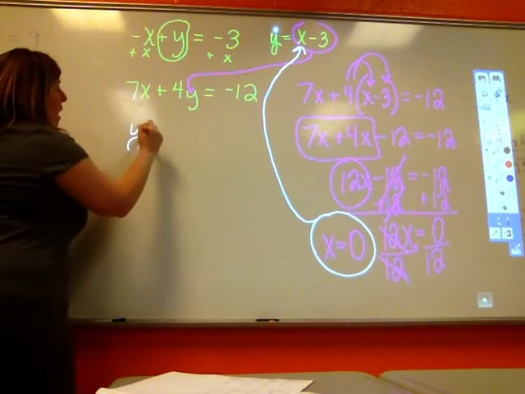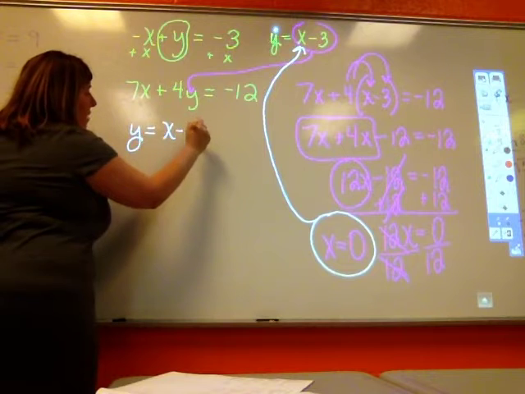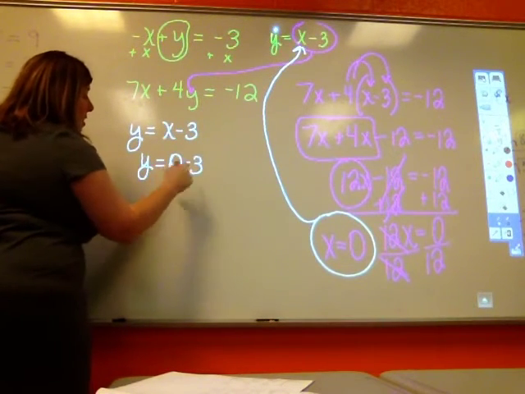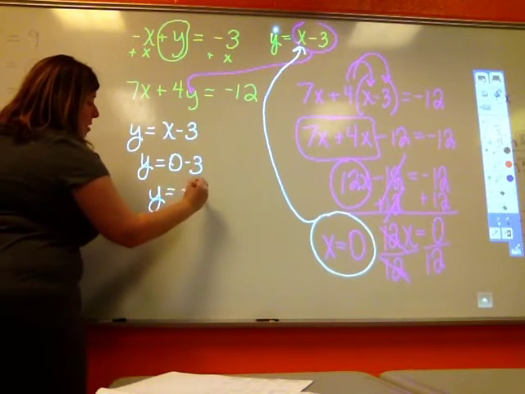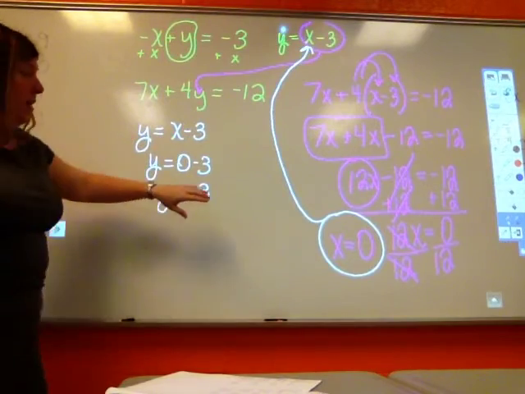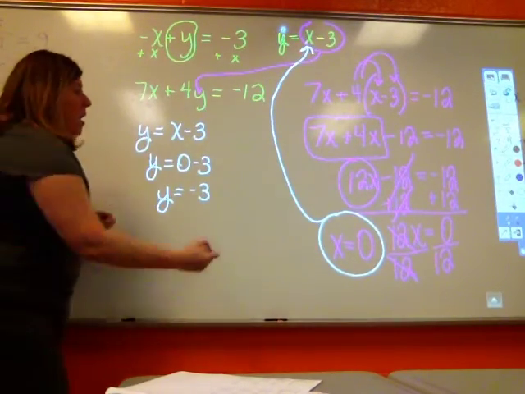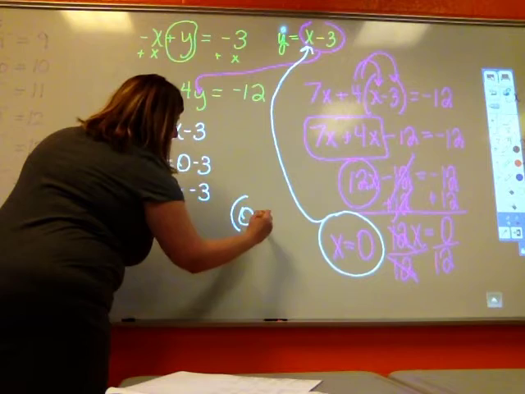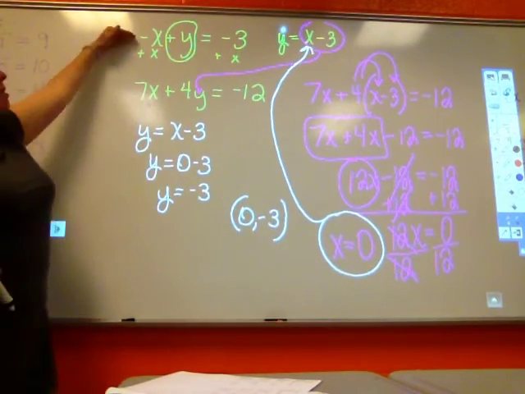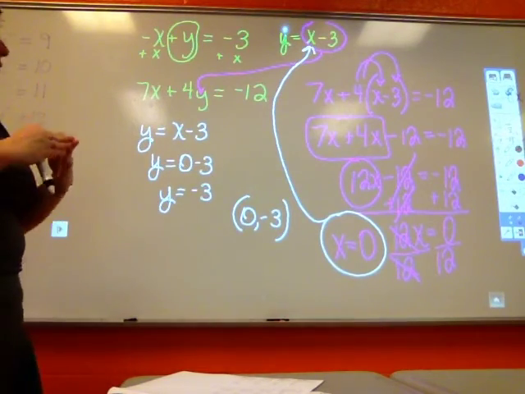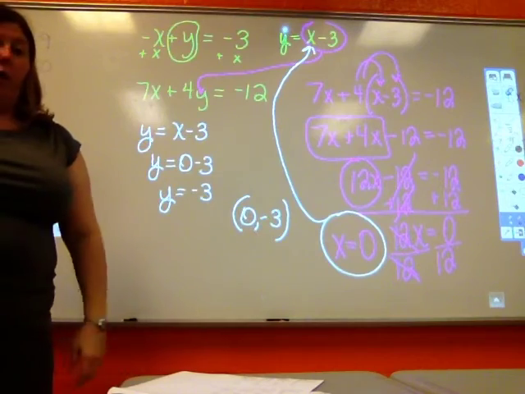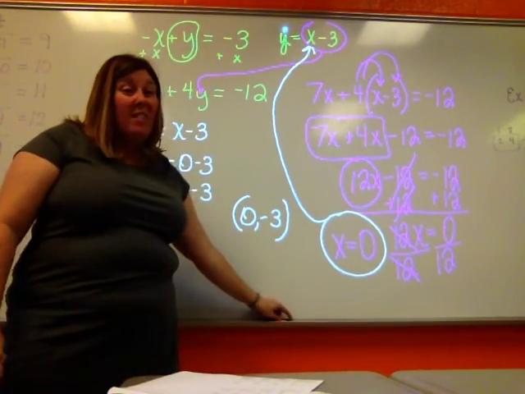So it would be y is equal to x minus 3, which is really y is equal to 0 minus 3. And 0 minus 3 is negative 3, so y would be equal to negative 3. Which means I've got one solution because I've got an x and a y, and that solution is (0, negative 3). So that means these two lines would intersect and cross when x is 0 and y is negative 3.